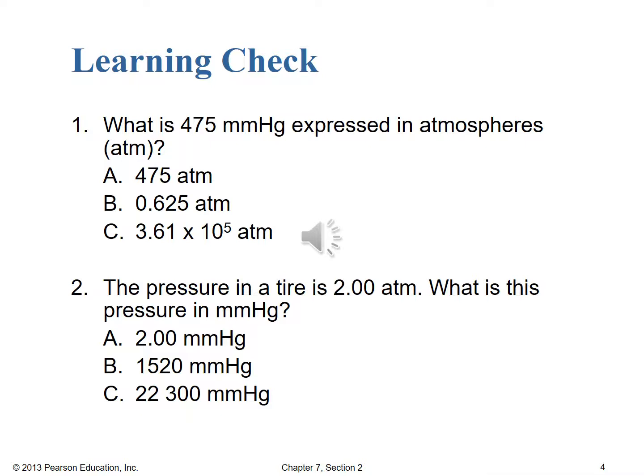All right, let's pause here briefly for a learning check, and we have actually 2 learning check questions. First of all, what is 475 millimeters of mercury expressed in atmospheres? And then second, the pressure in a tire is 2.00 atmospheres. What is this pressure in millimeters of mercury? So take a moment to answer each of those questions, and pause the video here while you do that work, and then start back up when you're ready, and we'll see how you did.